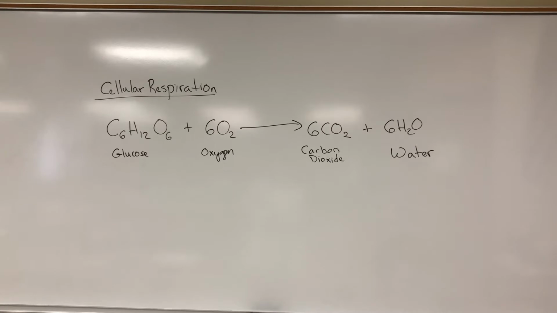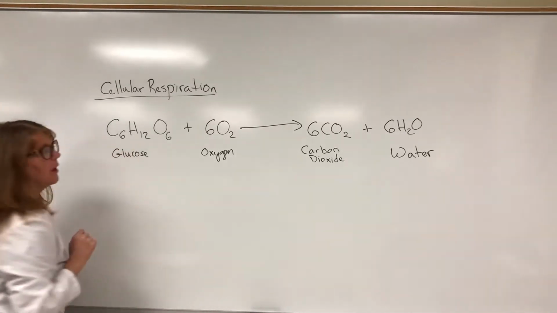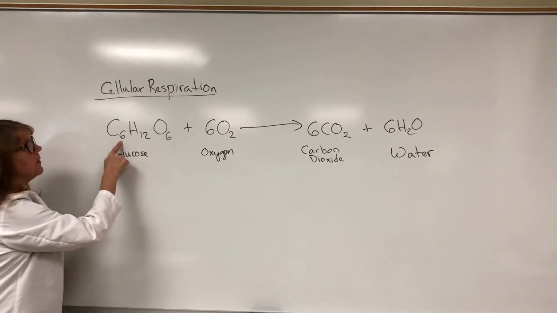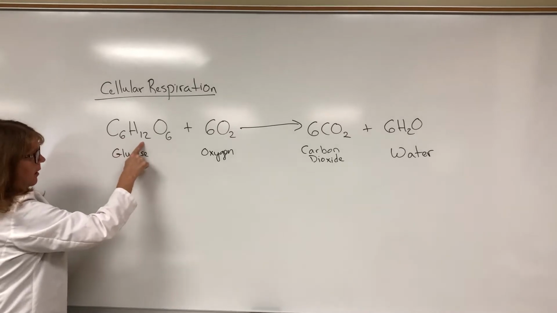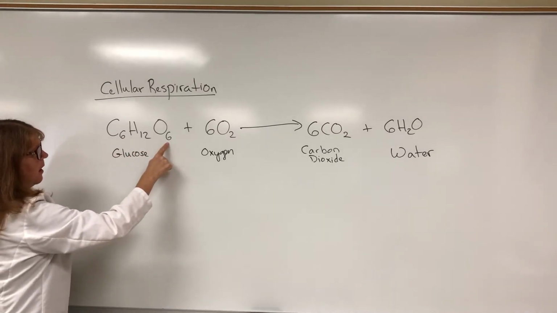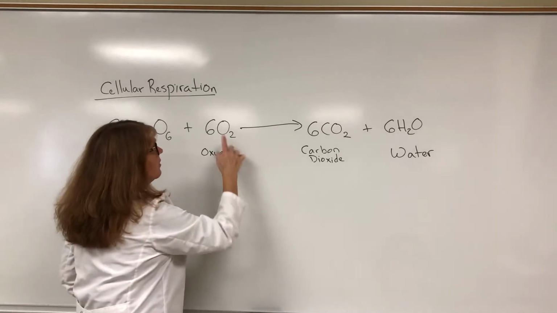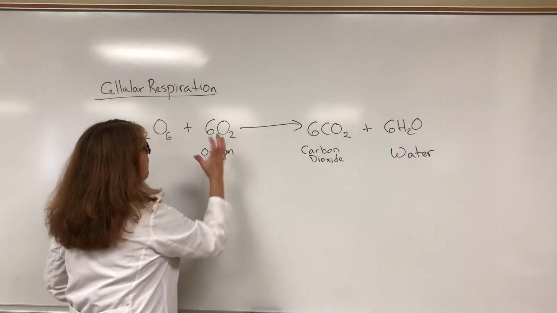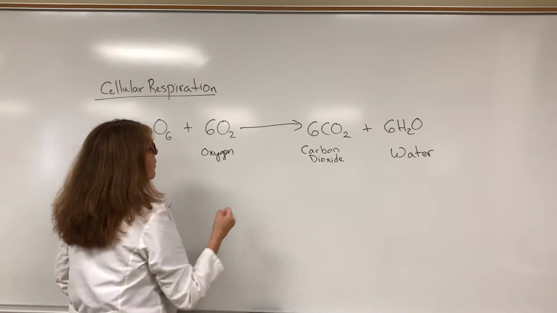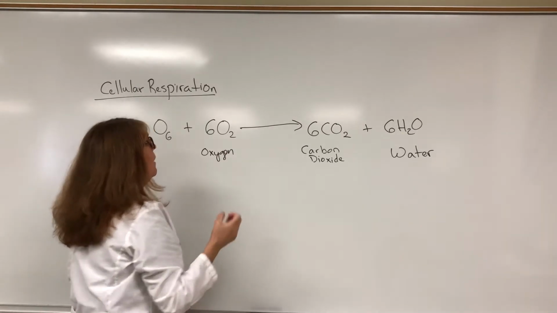6 water molecules. So if you look at glucose as a sugar, it is a monosaccharide sugar, and you can see that there are 6 carbons here, 12 hydrogens, and 6 oxygens. And then you have 6 O2, because breathable oxygen is a molecule of O2, two oxygens bonded together.